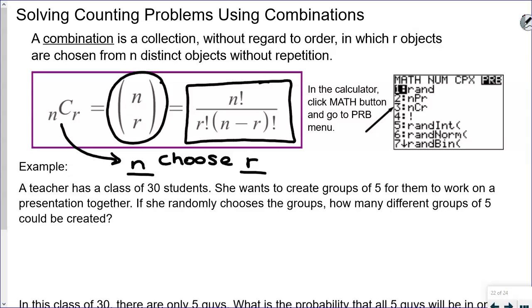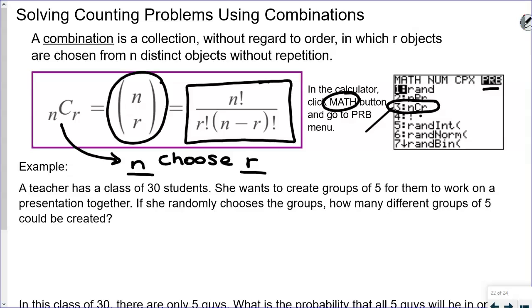To do this problem in the calculator, you go to the probability menu. After you click the math button, you go to the probability menu, and you'll see the factorial there. Right above it is nCr, which is combinations, so that's what we're going to use. You could use the formula, but since you're going to go to that menu anyway, you might as well just use the combinations. That saves us some time.